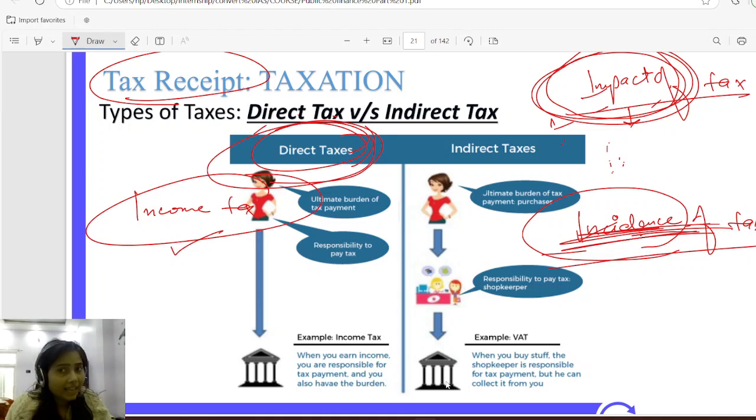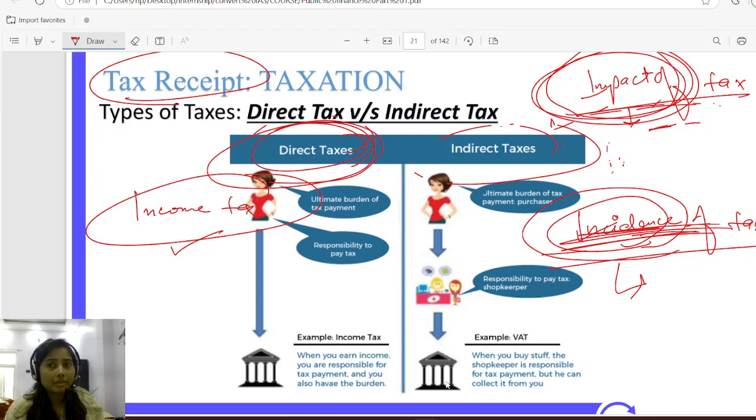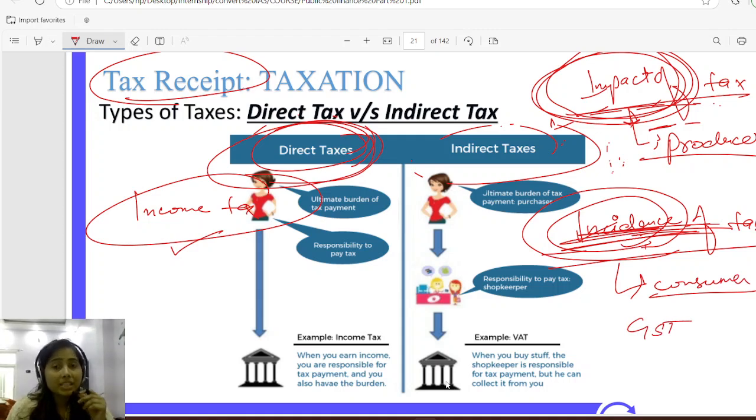But in indirect tax, impact is on one person and incidence is on a different person. Okay, impact is on producer, suppose. Okay, but incidence is on consumer, like GST. Whatever the GST we are paying, as a consumer we are paying. If they are charging even from producer, they will get credited in the form of input tax credit. Okay, but what happens is, as a consumer, we have to pay 0%, 5%, 12%, 28% of GST. So incidence is on consumer, but impact is on producer. So that is called indirect tax.